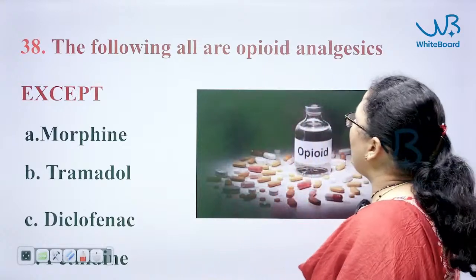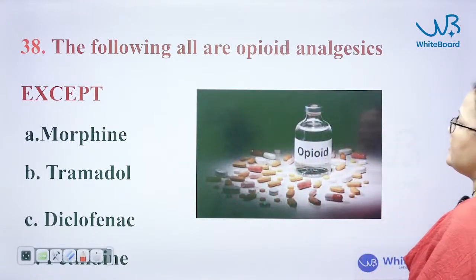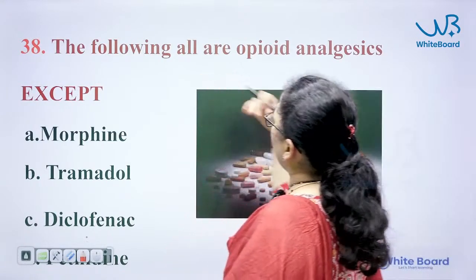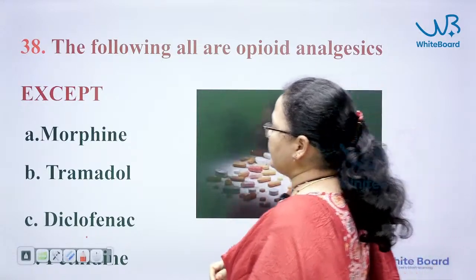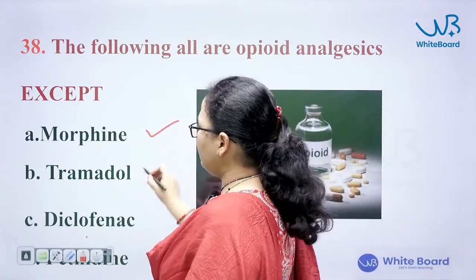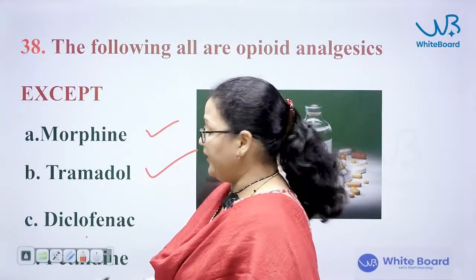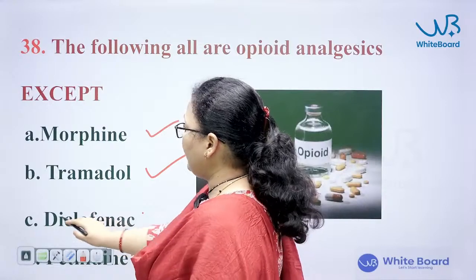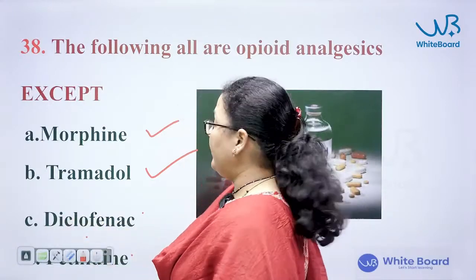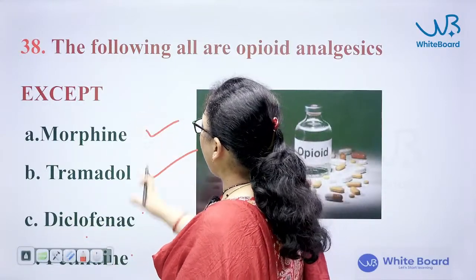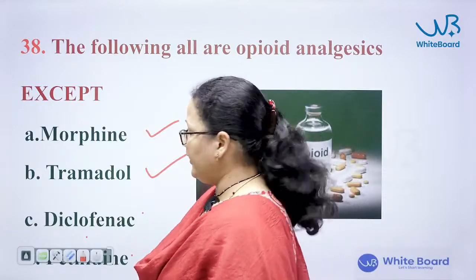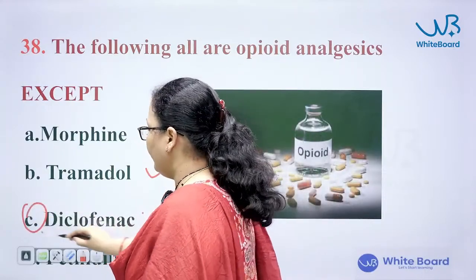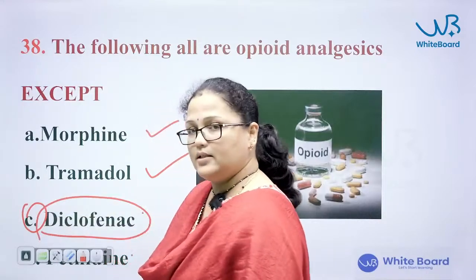Next, the following are all opioid analgesics except. Morphine is an opioid analgesic, tramadol is an opioid analgesic, diclofenac is an anti-inflammatory drug and pethidine is another category. So, the correct answer is diclofenac. If you see, all are opioid analgesics, only diclofenac is the odd one in this. So, the correct answer is the C option.